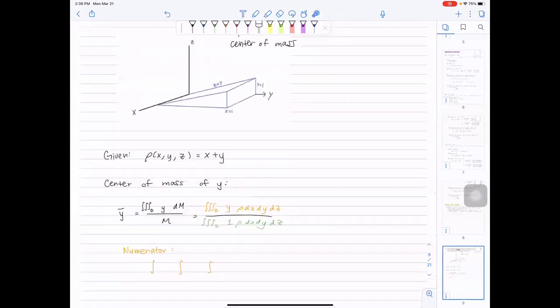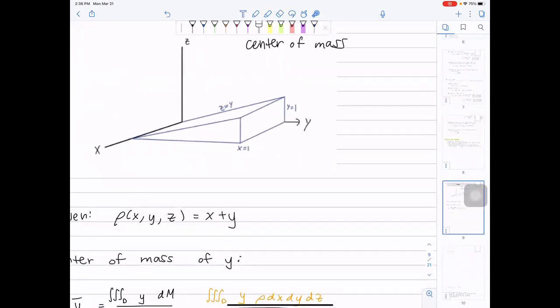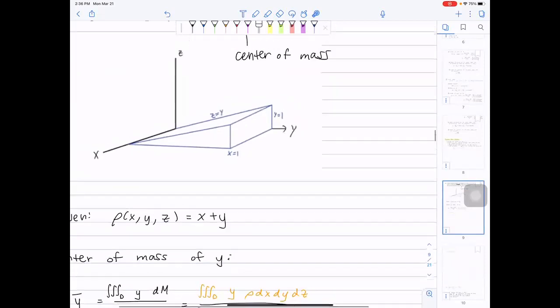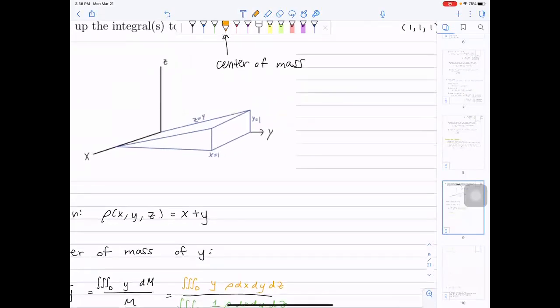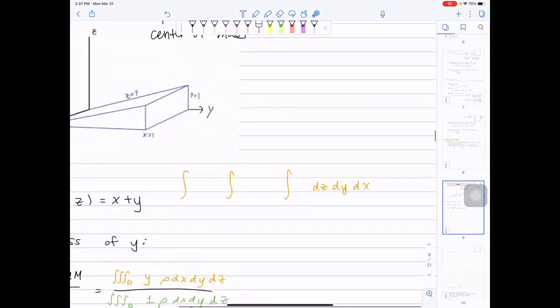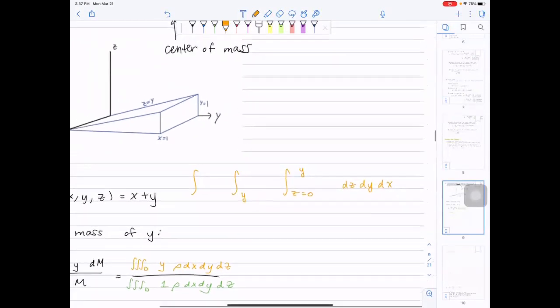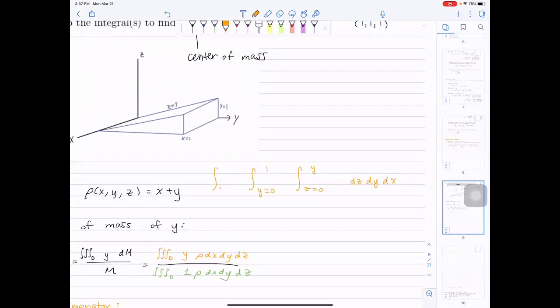Okay, so for our numerator, what should our bounds be? And what order should we do our integral in? Any thoughts? dz, dy, dx. Yes, okay. Yep, dz, dy, dx. Would you like to say the bounds that you got? My bounds for z would be z equals 0, z equals y, and then y equals 0 to 1, x.